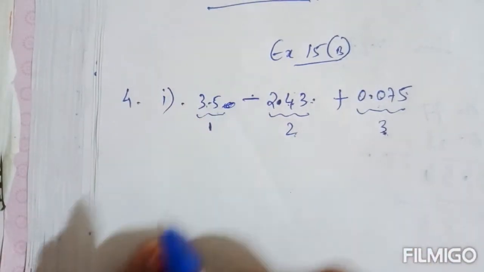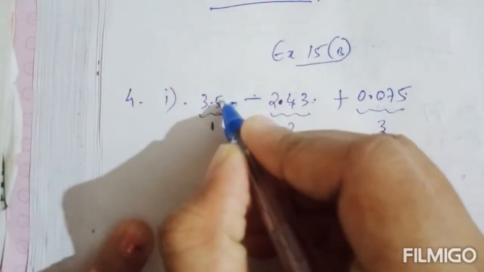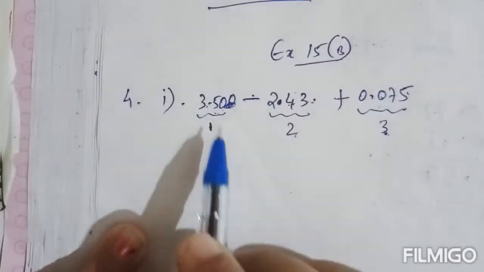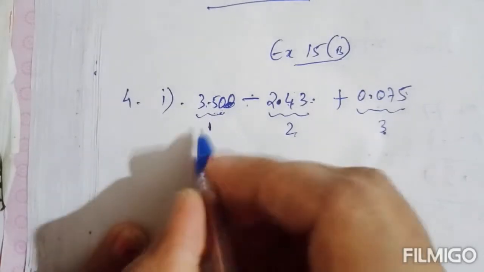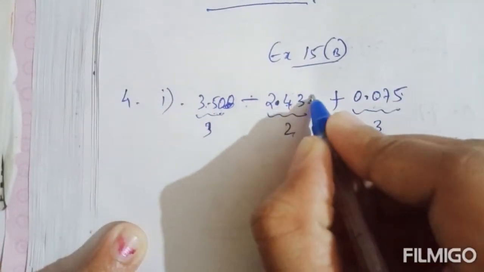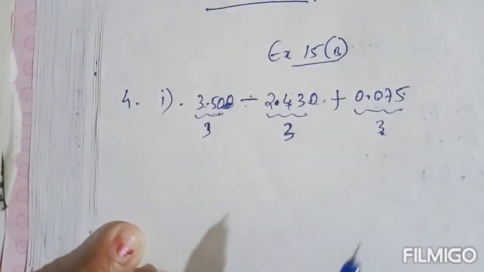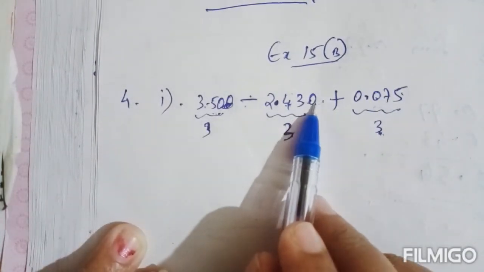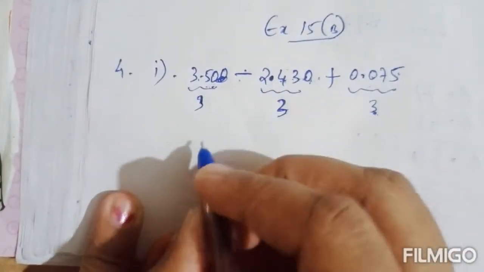Now for the first one, how can you make the number of decimal places 3? You can put 2 zeros at the right end. Okay, now the number of decimal places is 3. Here 2 decimal places are there, so you have to make it 3. So you can add 0 at the right end. Okay, now you can subtract and add.